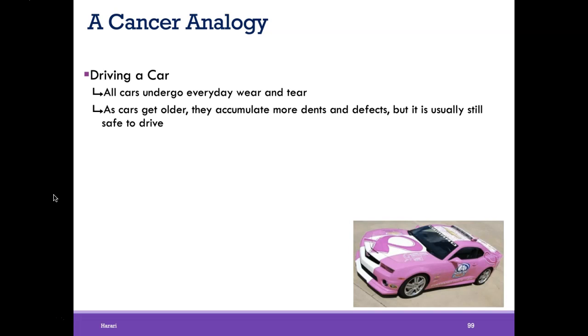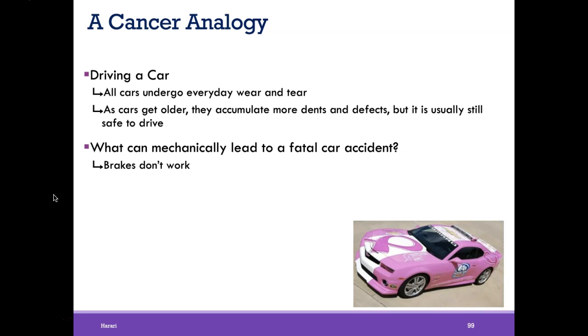Right? But still, as they get older, it's still usually safe to drive. However, there are two types of damage that can lead to a fatal car accident, regardless of how old the car is. Suppose the brakes don't work, right? Your brakes don't work. That means you're going to drive right off a cliff. You're going to keep on going, nothing to tell you to stop.